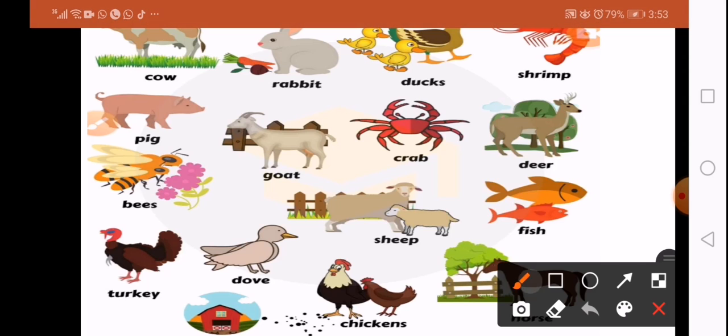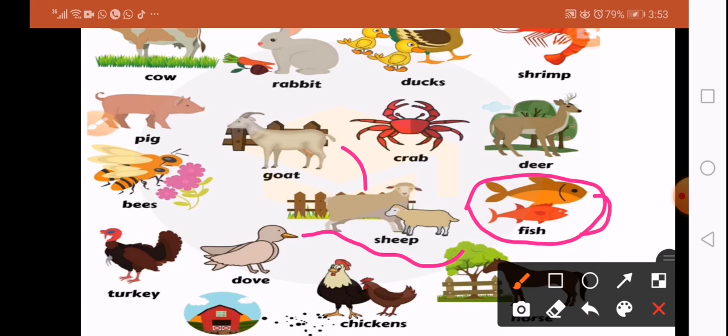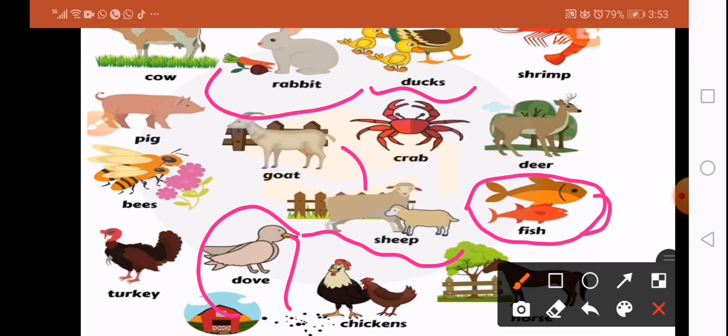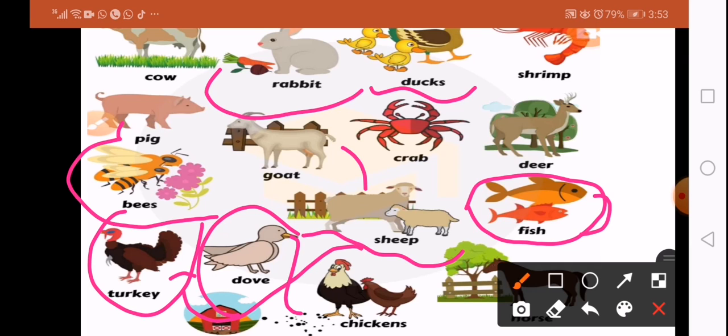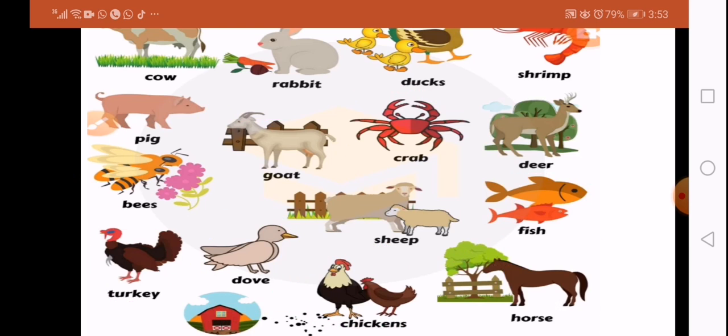Look at these pictures. We can see fish. Is this fish similar with that? Yes. Sheep, بشبه الغوت. Yes. Rabbit, بشبه الducks? No. Dove similar with hen? No. ما في تشابه. Bees with pig? No. Also no. Turkey with hen? Yes, there is similar between chickens and turkey. Okay.